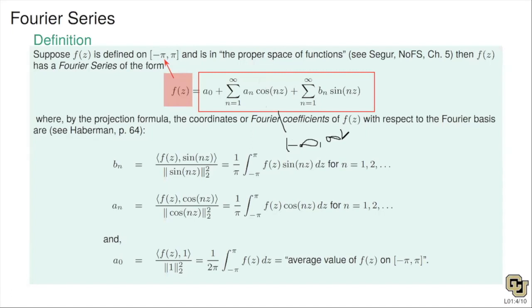The function on the right-hand side, the Fourier series, is infinitely differentiable, right? Isn't that a really nice differentiable continuous function? The function on the left, we don't know about the differentiability. We don't know about the continuity. We just said there's a function f of z defined on minus pi to pi.